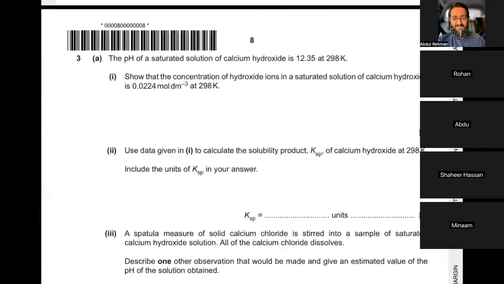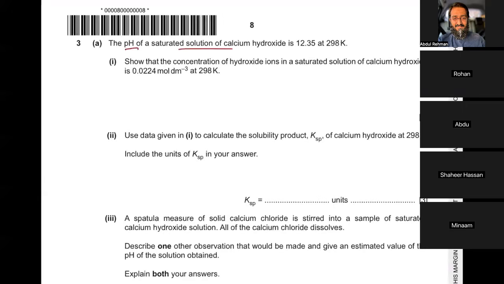Now, question number 3. The pH of a saturated solution of calcium hydroxide is 12.35 at 298 Kelvin. Show that the concentration of hydroxide ion in a saturated solution of calcium hydroxide is 0.224 mole per dm cube at 298 Kelvin. So what you can do, you can calculate the pOH from pH, right? Because pOH is equal to 14 minus 12.35. Can anyone solve it and tell me the value of pOH?